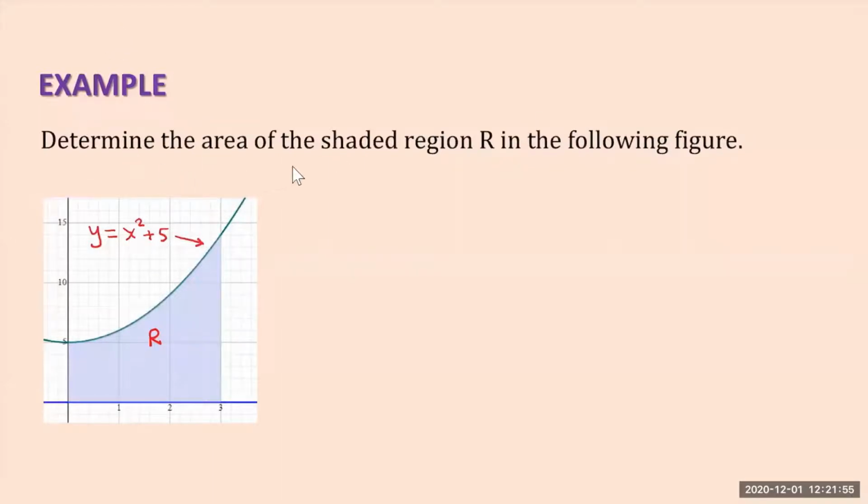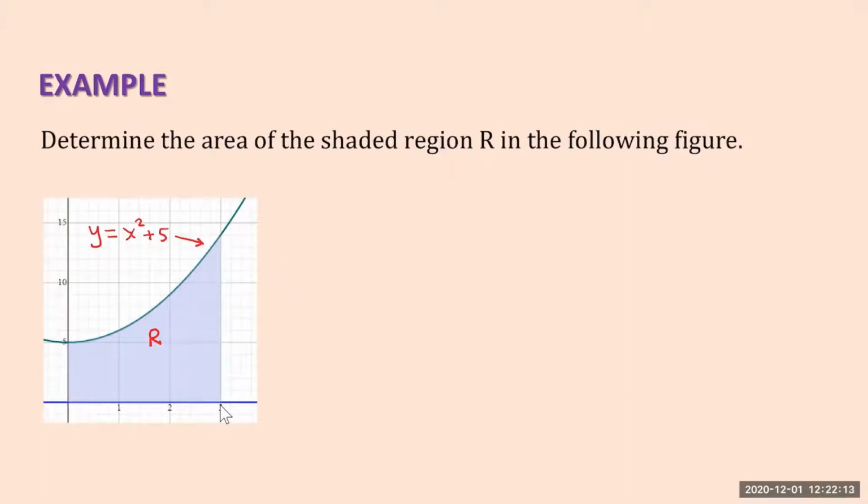Example, determine the area of the shaded region R in the following figure. Here we have the graph of the function y equal to x squared plus 5. And we want to find the area under this curve bounded by the x-axis. Then here x equal to 0 and x equal to 3.